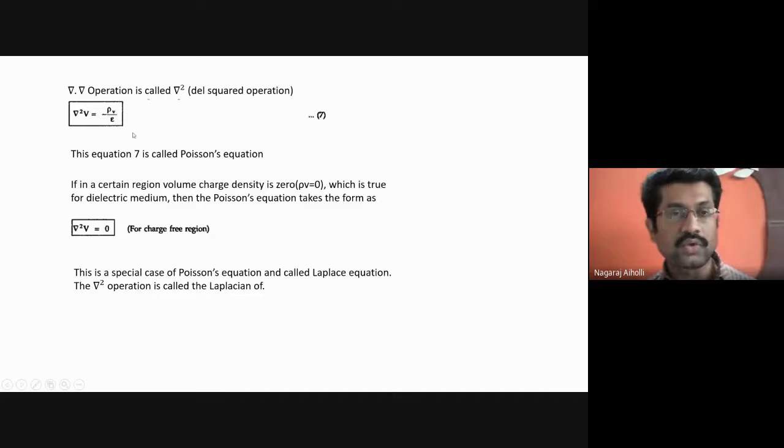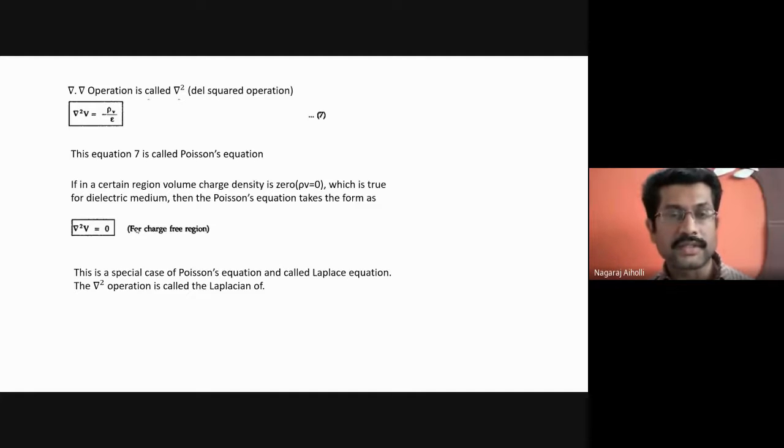Hence, if we substitute rho V is equal to 0 in equation 7, we get del square V is equal to 0, which is the equation for charge free region. This is the special case of Poisson's equation, which is called the Laplace equation. First, we have to derive Poisson's equation. From Poisson's equation, we state that rho V is equal to 0 for charge free region or dielectric medium, and hence we get the Laplace equation as del square V is equal to 0. This del square operation is called the Laplacian of.